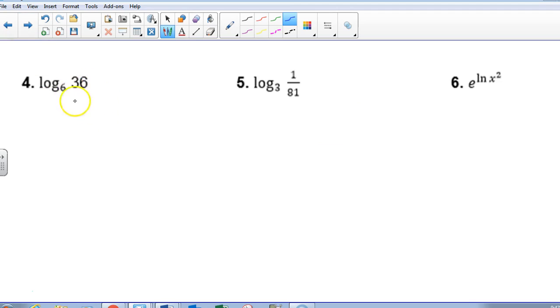Okay, what's going on here? 6 to the 6th is 36? Oh, no. 2. The exponent is 2. Everybody okay? You weren't the only one who said it.